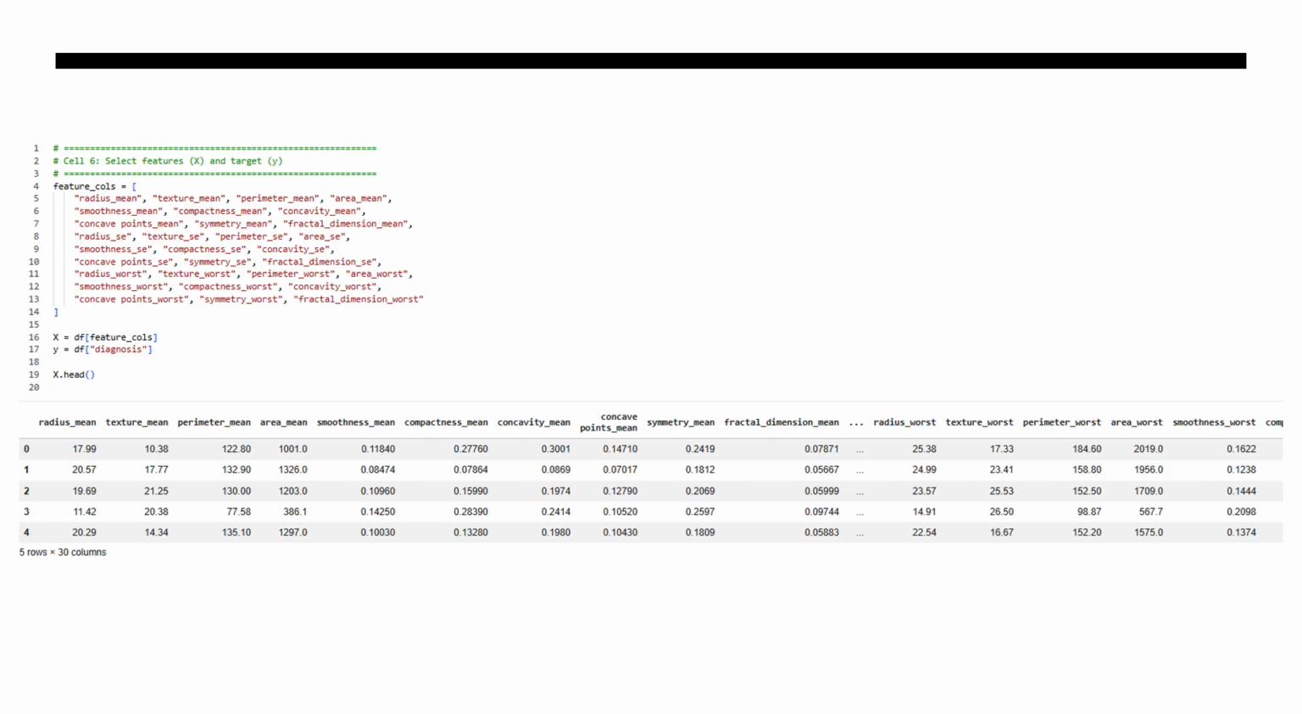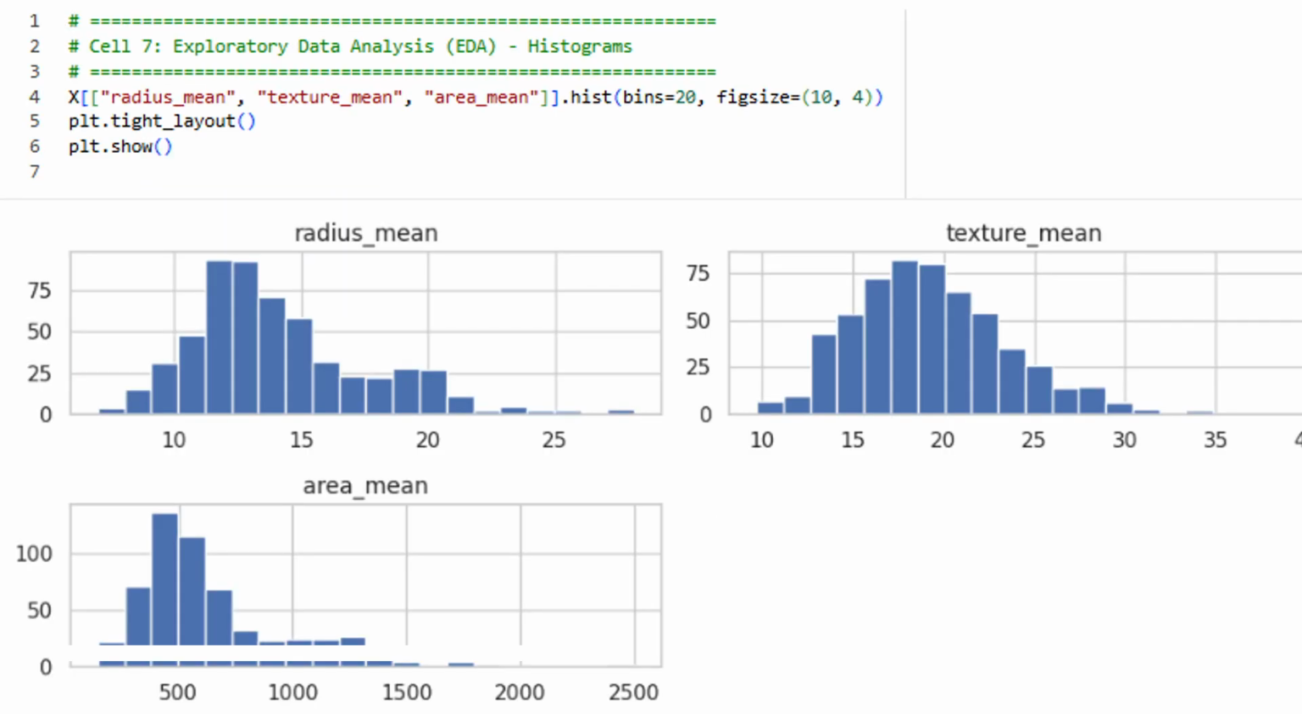Now, in this block of code, all that is happening here, we are literally selecting the features and we are saving them to the variable x. And we are selecting the dependent variable, which is diagnosis, and we're saving it to the variable y. And once we did that, we print the first 5 rows of all the features. So let's look at the next block of code.